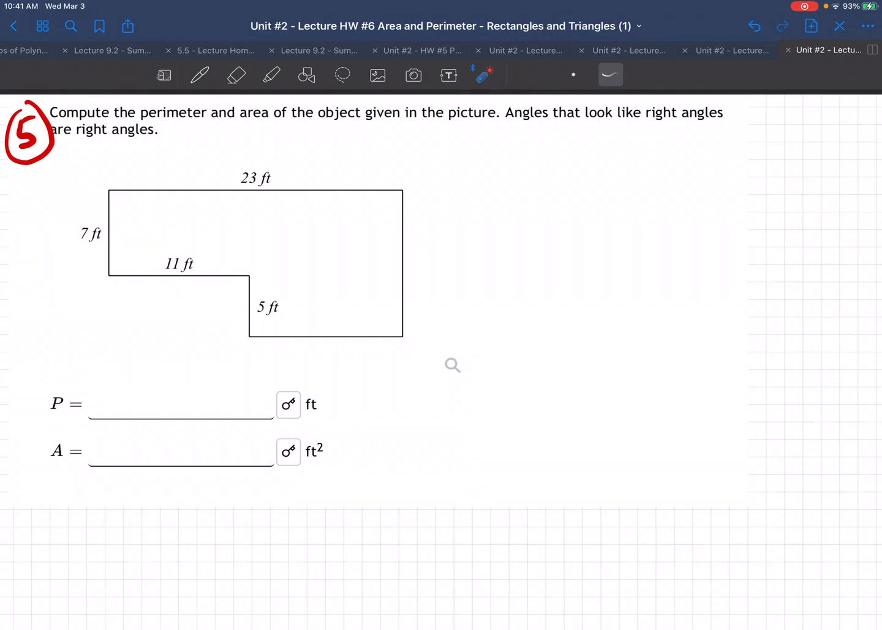Okay, on this one, compute the perimeter and area of the object given in the picture. Angles that look like right angles are right angles. Okay, so how are we going to do this? Well, perimeter just means all around the outside. So we're missing a couple sides, aren't we? I think we can probably get them pretty easy.